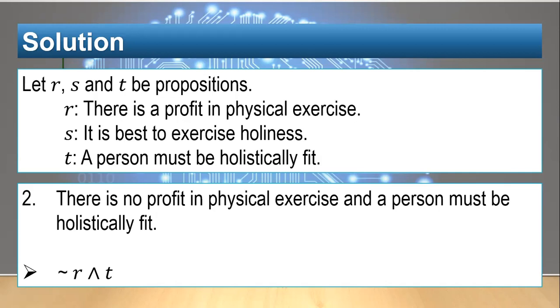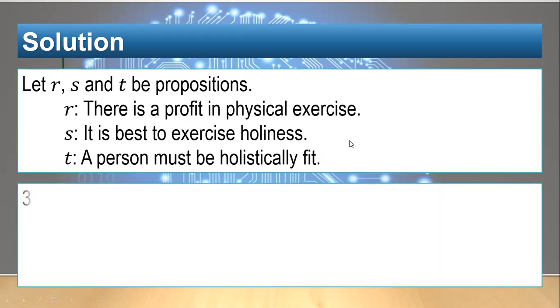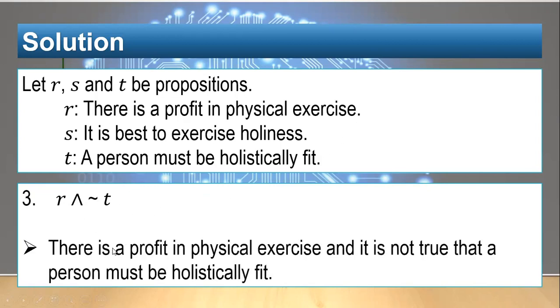Negate R and T. Okay, so depende sa given na sentence. So for our number 3, kabaligtaran naman, i-rewrite natin into sentence. R and not T. So asan ba yung R? So rewrite natin yung proposition R. Tapos and not T, kabaligtaran nitong proposition T. It is not true that a person must be holistically fit.